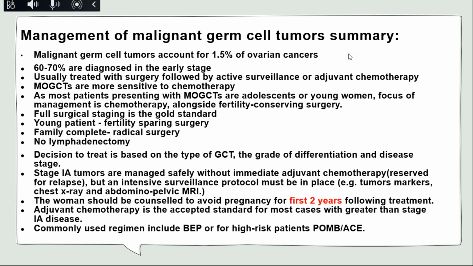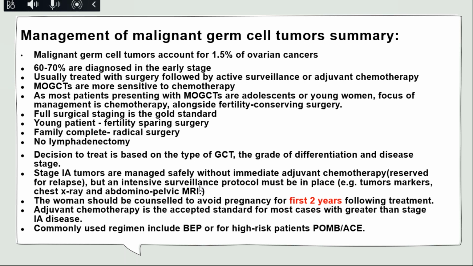Full surgical staging is the gold standard, and in case of a young patient, fertility sparing surgery should be the first choice. If the family is complete, we can go for the radical surgery, and there is no need for lymphadenectomy. These are some points from the talk, and they have said that the woman should be counseled to avoid pregnancy for the first 2 years. We all know that in patients taking chemotherapy, we usually advise to avoid pregnancy for 2 years. So this comes here also.